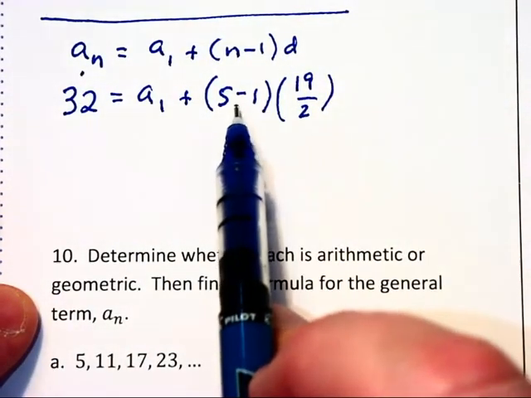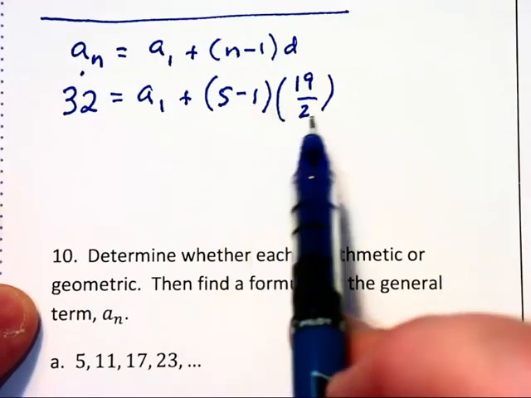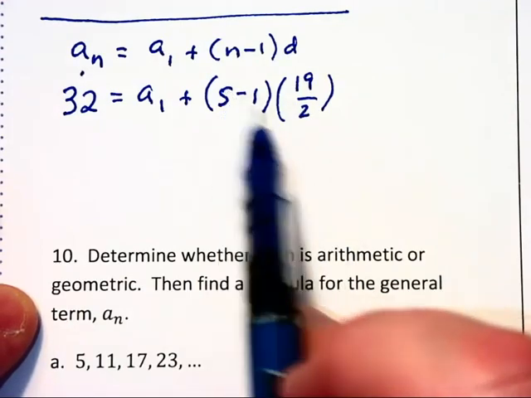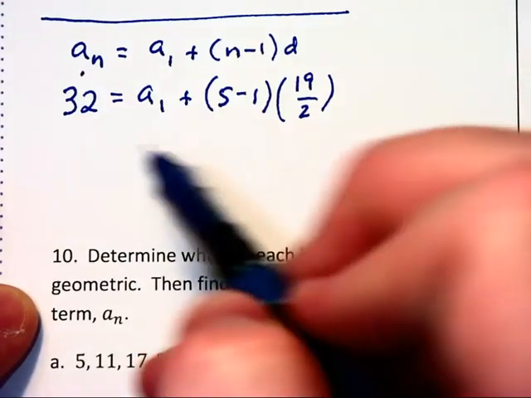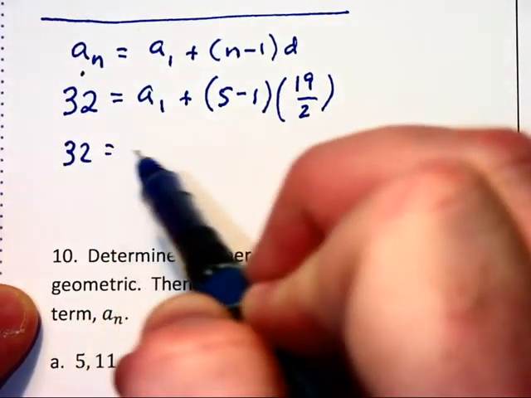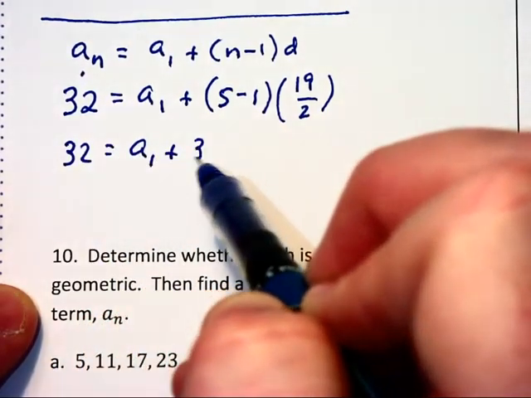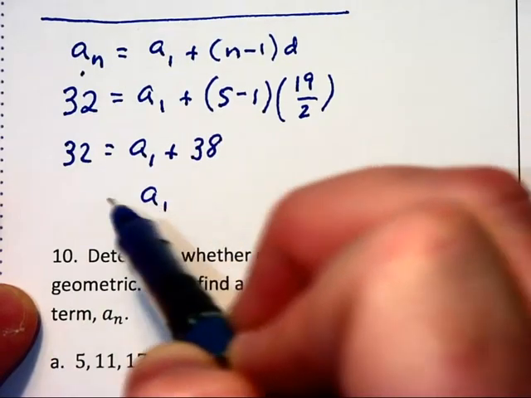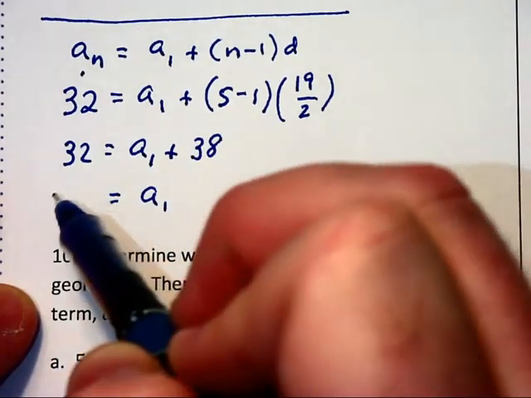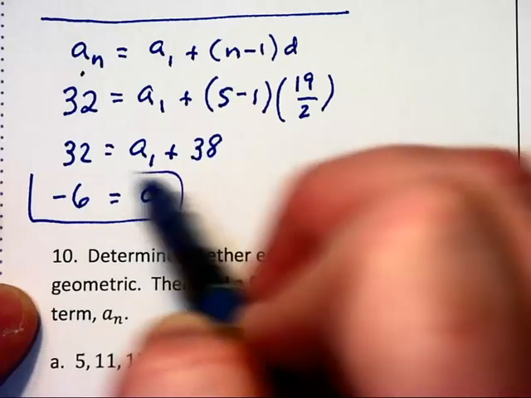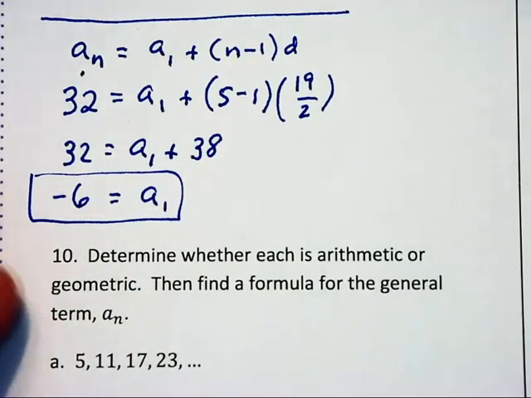Notice this becomes a 4 inside the parentheses, which cancels with the 2. So we get 2 times 19, which is 38. 32 equals a1 plus 38. And a1, after subtracting 38 on each side, is equal to negative 6. And that's what we're looking for.